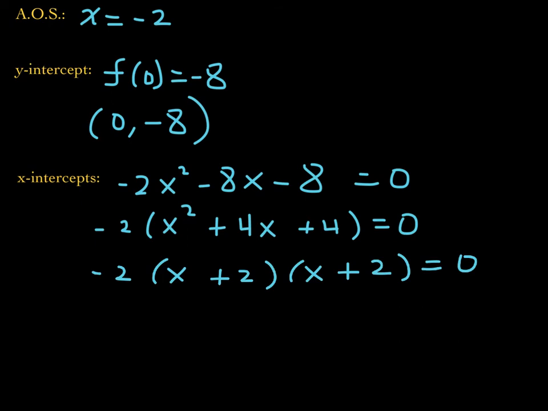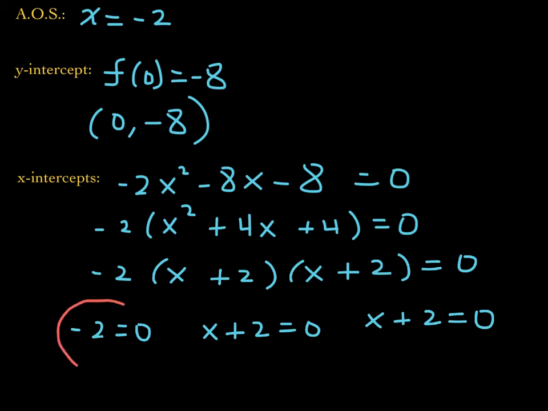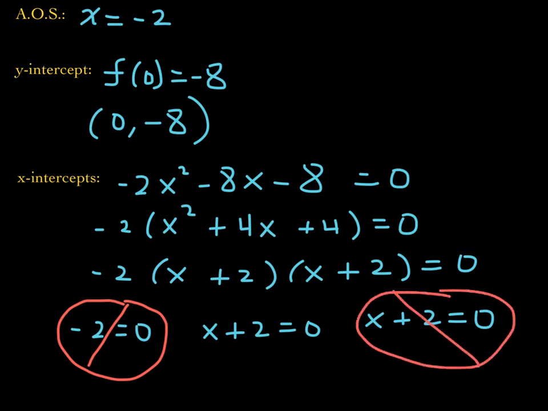What I'll do is set each factor equal to 0 now and solve. So I'll set negative 2 equal to 0, I'll set x plus 2 equal to 0, and I'll set x plus 2 equal to 0. Now, it's a little silly to set the constant factor equal to 0 because negative 2 is not 0, so that just goes away. Another thing that is a little silly is to set each of these factors equal to 0 because they're the same factor. I mean, you should set each variable factor equal to 0, don't get me wrong, but they're the same exact factor, so you're going to get the same solution twice. So don't do it twice, right? Just take one copy, if you will, and set that one copy equal to 0 and then solve.